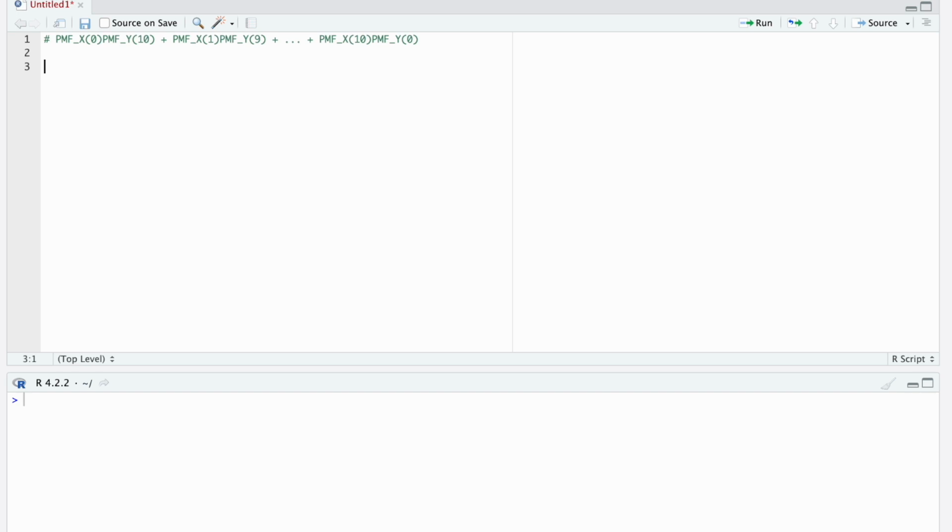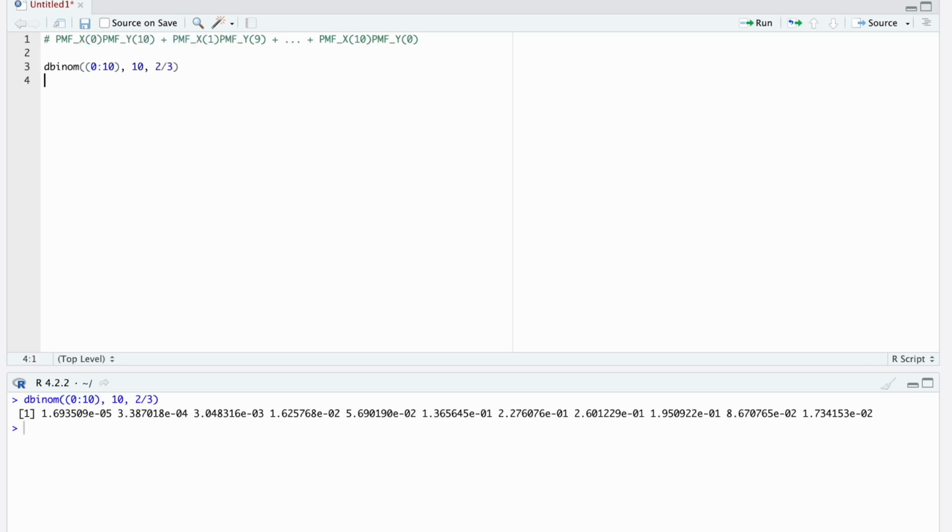Okay, and so here's what I want to do. I want to first do the PMF of x, which, as it mentions in the problem, is dbinom. Here are our x values. They're going to go from 0 to 10. Our size is 10, and our probability is going to be 2/3. Okay, and then that's a certain vector, and you can see the results down here. It's biggest somewhere hanging out around 2/3, so 6 or 7, something like that, is the biggest.